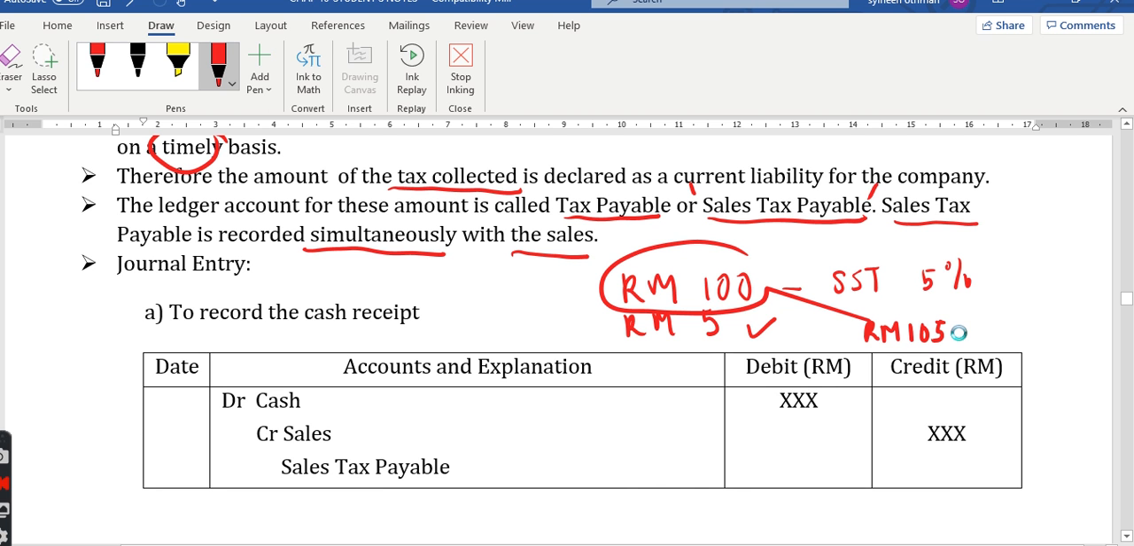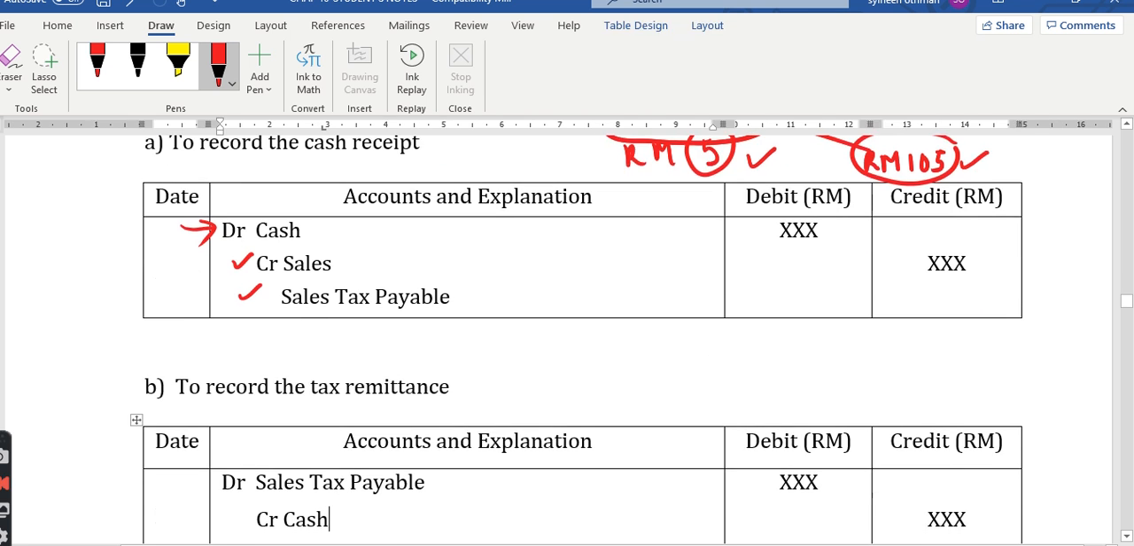The money will be kept by the company in two different ledger accounts. 100 ringgit is meant for the sales, but that 5 ringgit is a liability to the company because it is sales tax. But the amount that you collect from your customer when you make the sale is 105 ringgit. That means the sales price plus the sales tax payable.